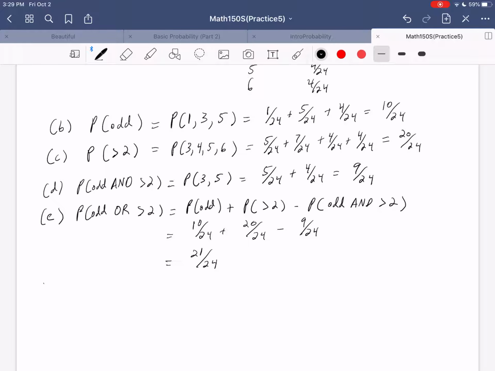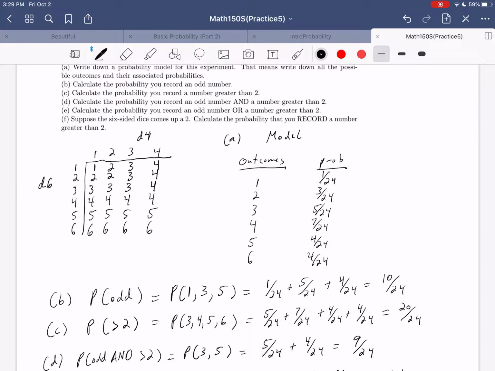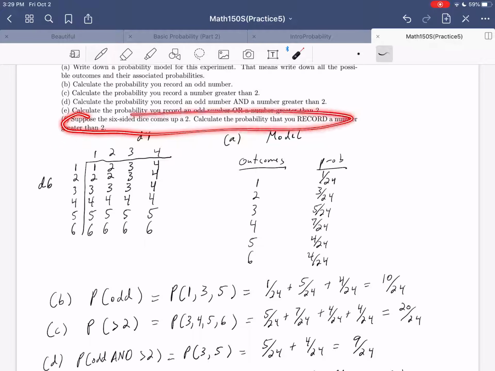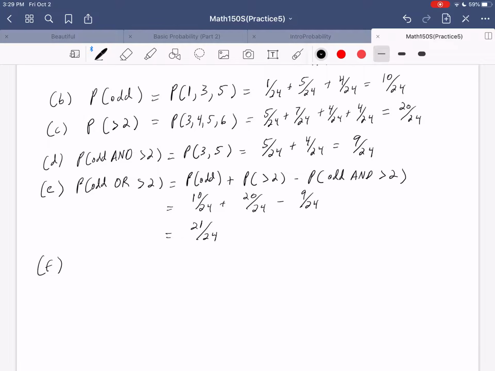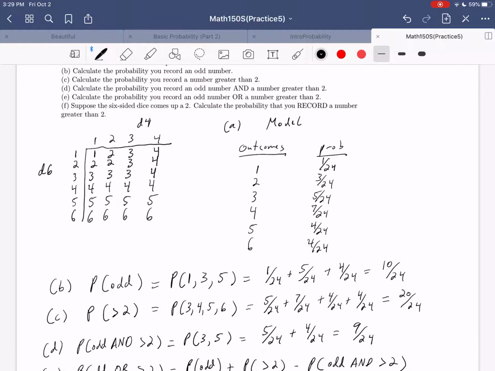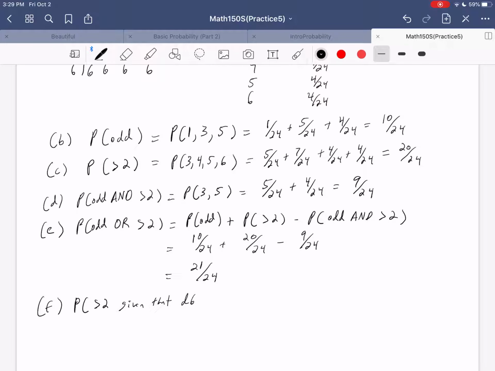All right, last one, which is a little beyond where we're currently at, if you've watched up through the basic probability part 3 video. But let's go ahead and see this, as it'll give us a sense of what we're going to be doing as we move into advanced probability. We're going to suppose that the 6-sided dice comes up a 2, and we're going to calculate the probability that you record a number greater than 2. So we're basically saying the probability that we get greater than 2, given that the d6 comes up as 2.